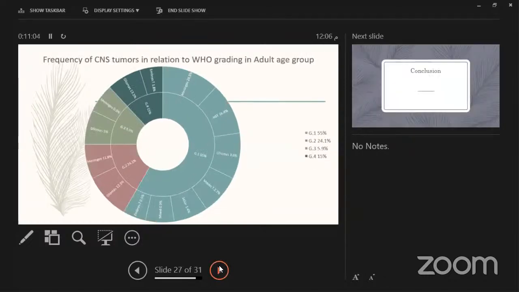In the adult group, also 50% of the cases are grade 1, because meningioma was the most common tumor in adults, with grade 1 and grade 2, followed by grade 2, I mean grade 2 meningioma, and mesenchymal tumors. Most of the mesenchymal tumors are benign, only the lymphoma and angiosarcoma. Angiosarcoma was represented by 1 case, while lymphoma was represented by 10 cases.